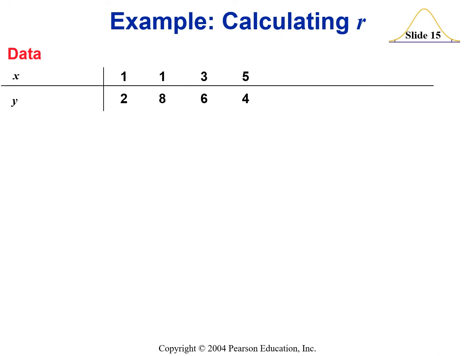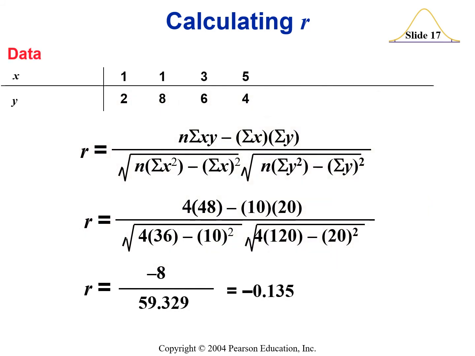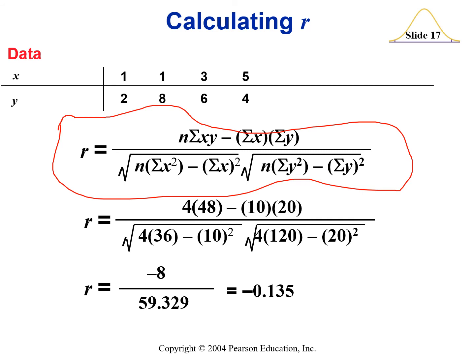This is a very simple example. Here we have x and y, paired data for x and for y. n equals the number of pairs, n is 4. So this is x, y, x times y, x square, y square, and so on, and these are the summations. This is a formula for computing small r. Don't care much about this formula, we are not going to manually compute small r.